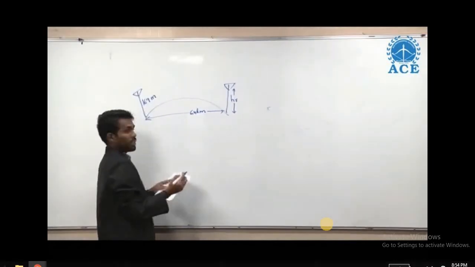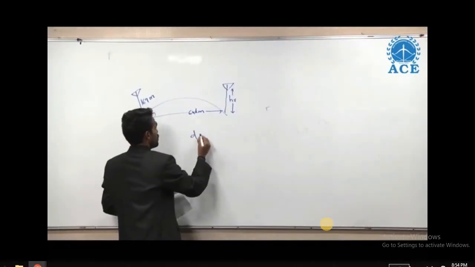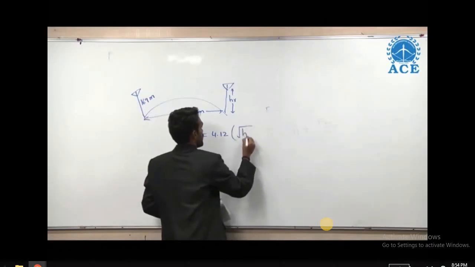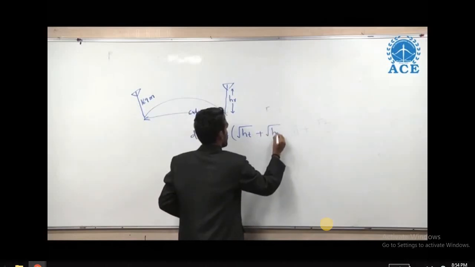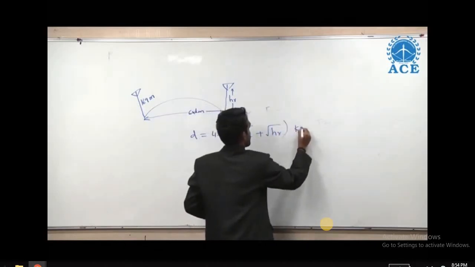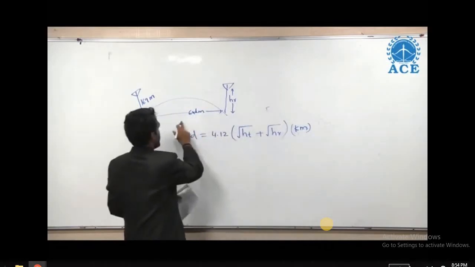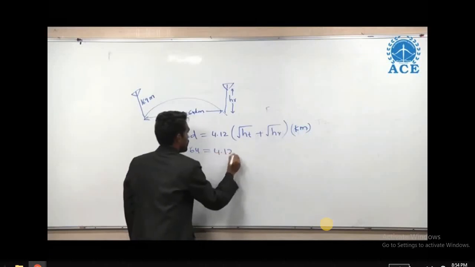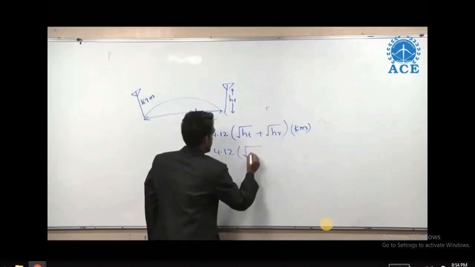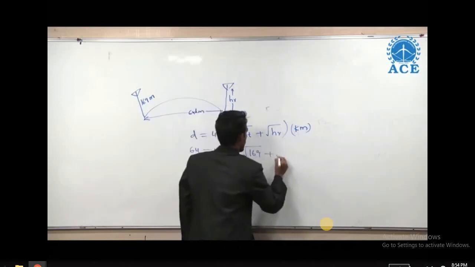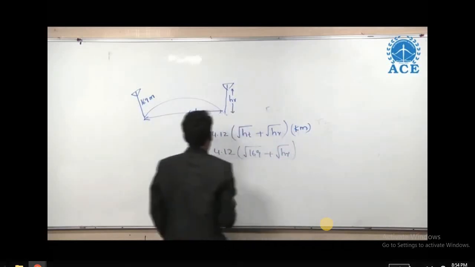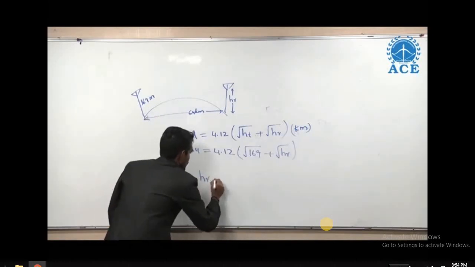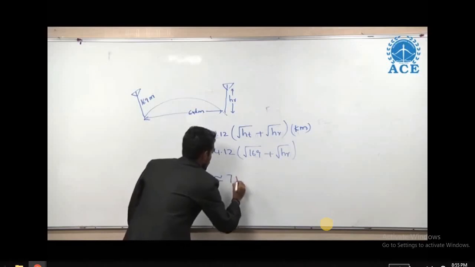So we know that line of sight distance D equal to 4.12 into square root of HT plus square root of HR, in kilometers. This should be in kilometers. So here the LOS distance is 64 kilometers. 64 equal to 4.12 into square root of HT, which is 169 meters, plus square root of HR. By substituting these things, we will get HR as nearly 7 meters.